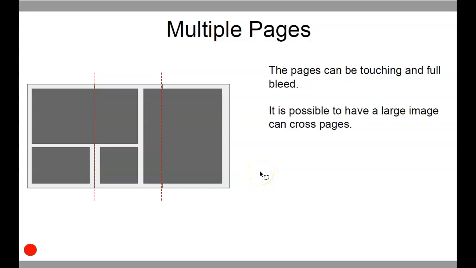Now, when you do so, you do want to be careful. You don't want any important content to cross the page. Certainly this one, it's off to the side, so you're probably okay. But the most important part of the drawing, you try to keep on one page, because you can never get the joint perfect. So you want to keep it on a single page, but you can really get big and interesting by crossing the pages.